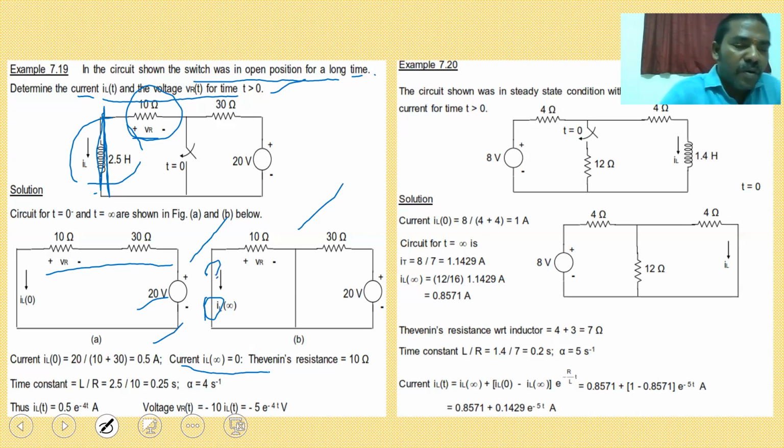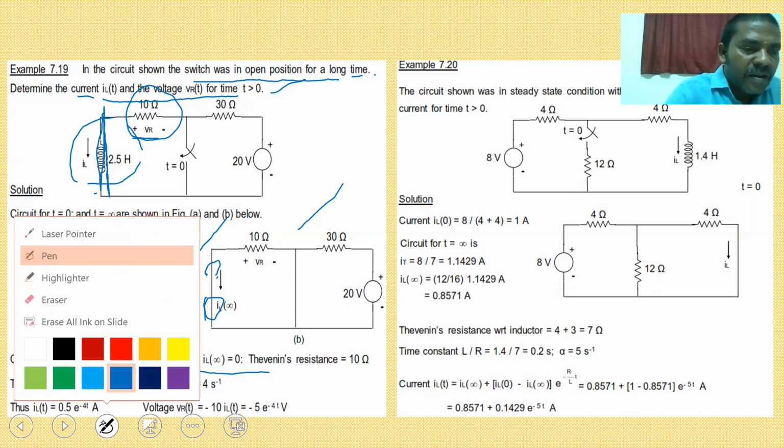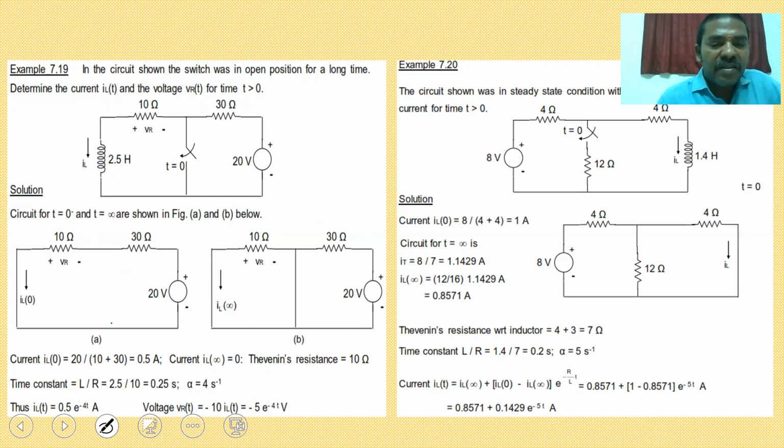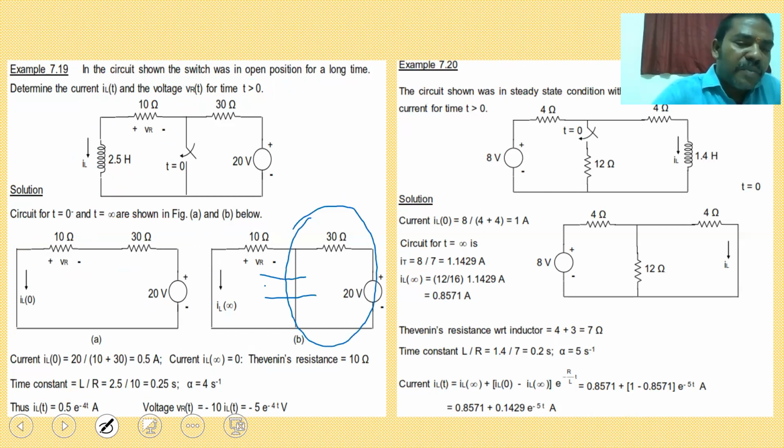So now we are going for the Thevenin's equivalent resistance. So here, at the t is equal to infinity condition, this is omitted, and you are measuring the resistance between the points. So what is the value you are getting? 10 ohms is the resistance value.